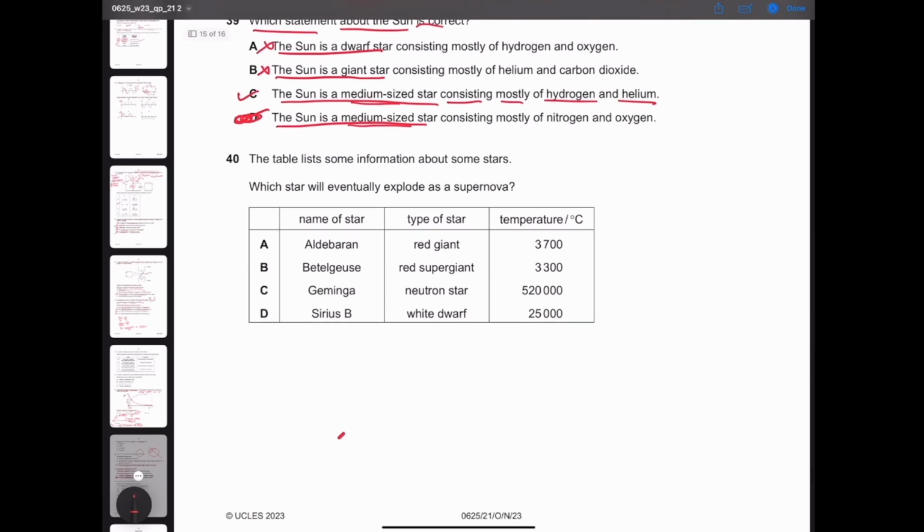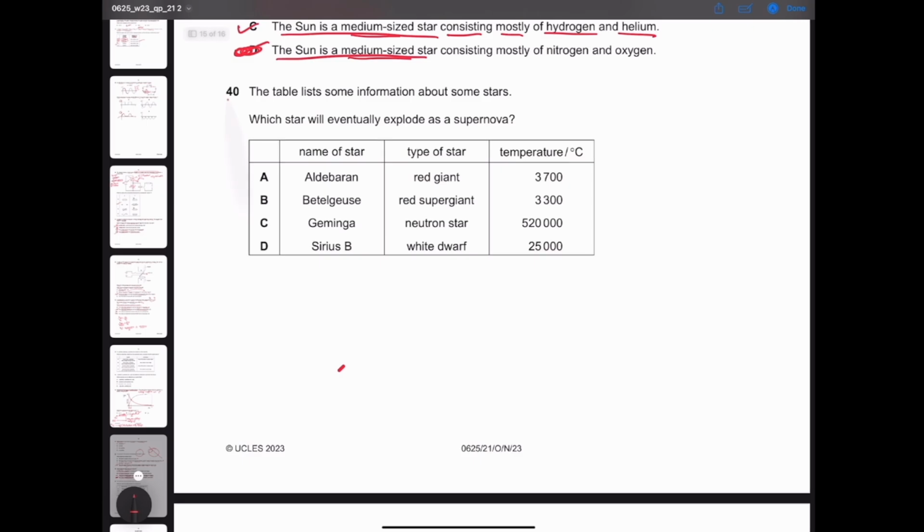Now, question 40. The table lists some information about some stars. Which star will eventually explode as a supernova? Now, what most students will do is, oh, very weird names are given here. I think I've heard about Betelgeuse and I've heard about Sirius B. Sirius Black, right? You've heard about those. But it's not the point. The name of the stars are not required according to our syllabus, so do not get confused with it.